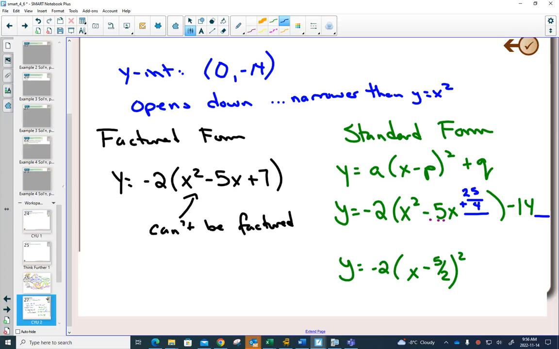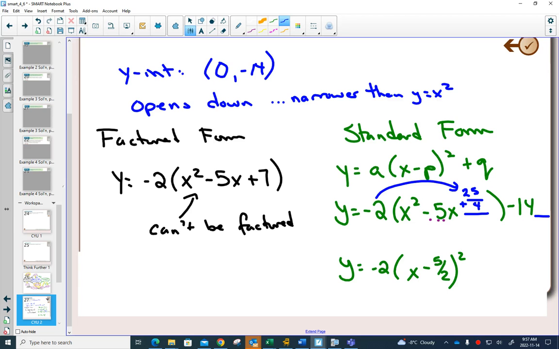Now our brain normally says if I add 25 over 4 here, in the other blue space, I should subtract 25 over 4, because if you add something to one side of the equation, you need to subtract it at the same time to make it balance out or to compensate. But we haven't actually added 25 over 4, because by putting the 25 over 4 in that spot, it gets multiplied by that negative 2.